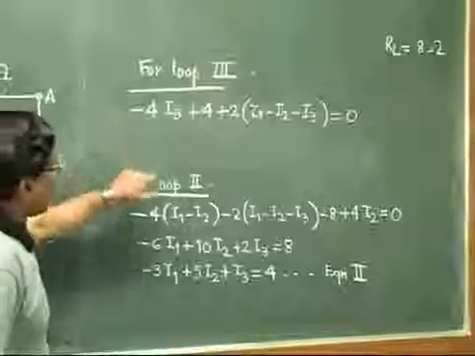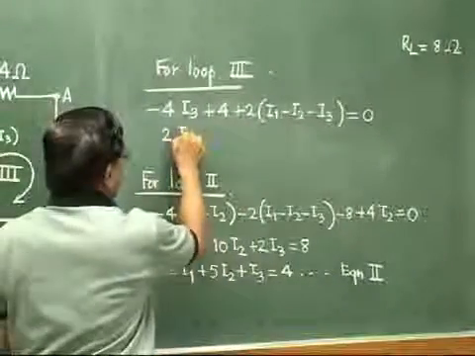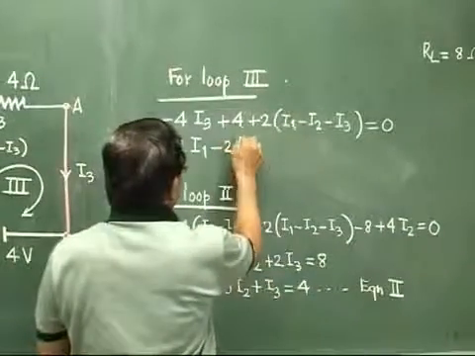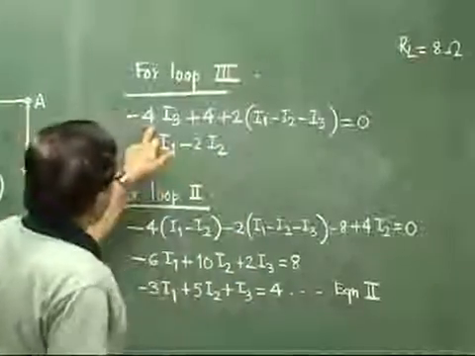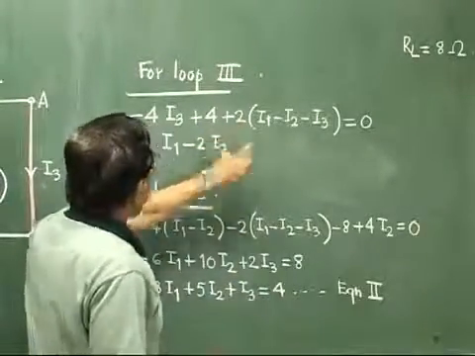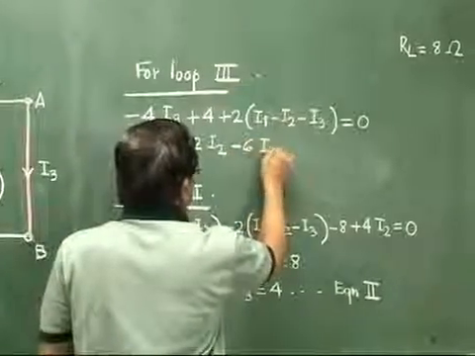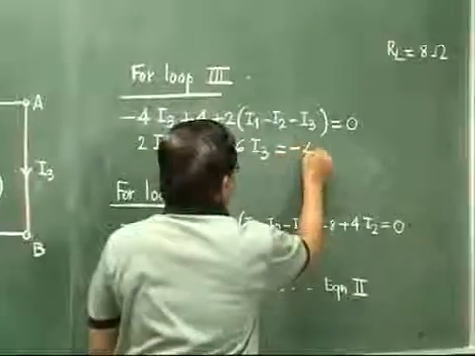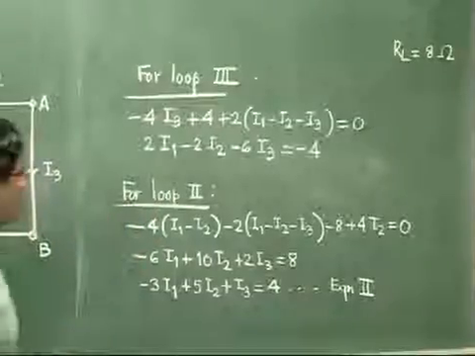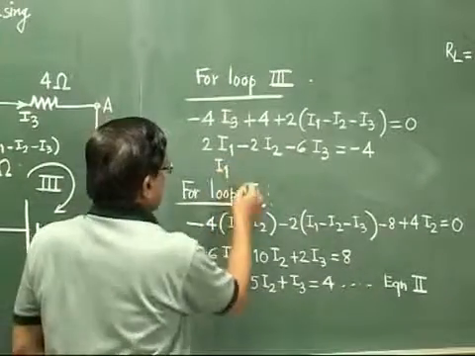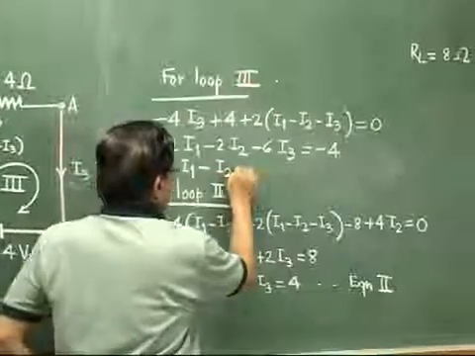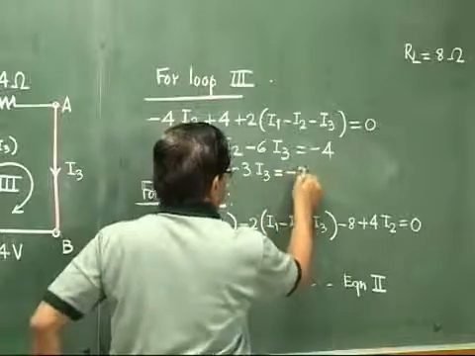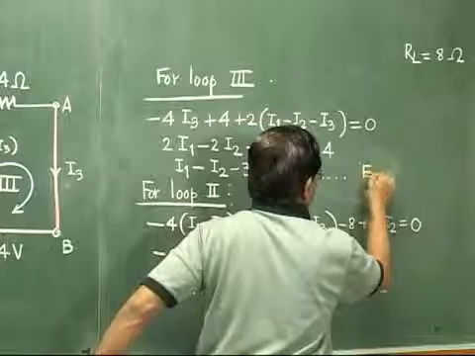Making it simpler, I1 terms plus 2I1. So I write here plus 2I1. Then I2 terms minus 2I2. So minus 2I2. I3 terms minus 4I3 here and minus 2I3 here. So minus 6I3. And constant term is 4. We take it to other side, it will be minus 4. We can further simplify by dividing by 2. So it will be I1 minus I2 minus 3I3 equal to minus 2. So this will be equation 3.